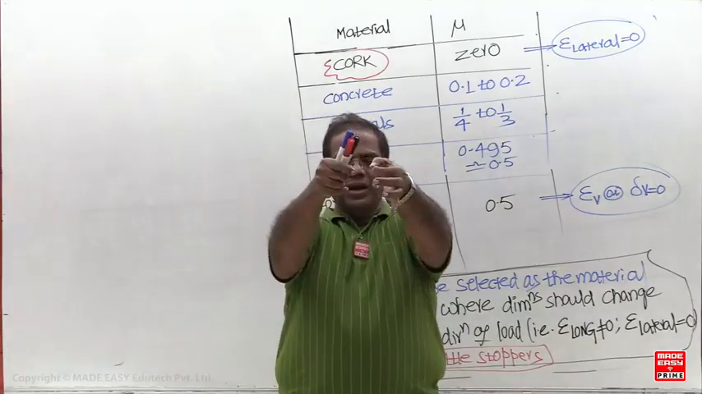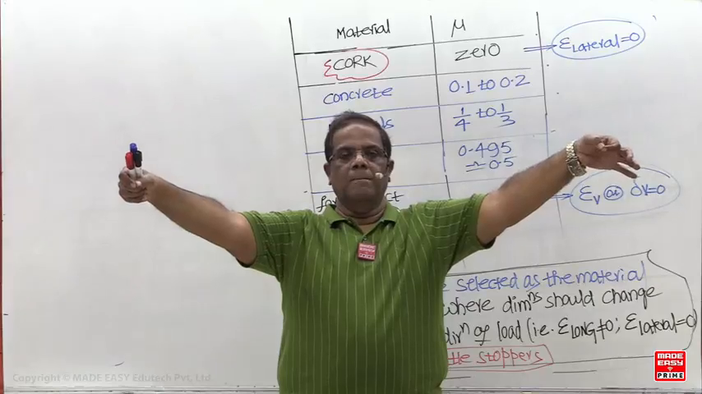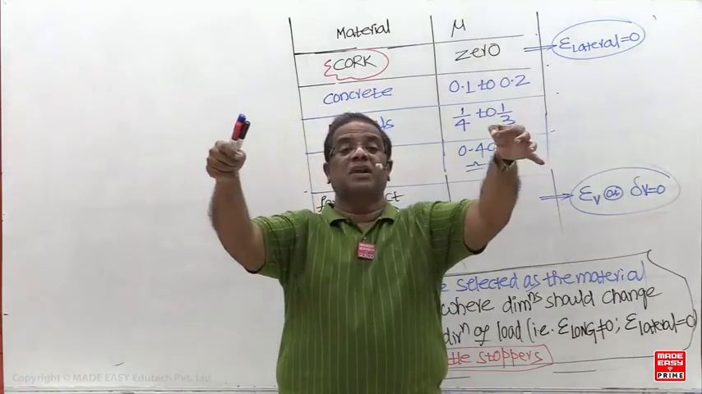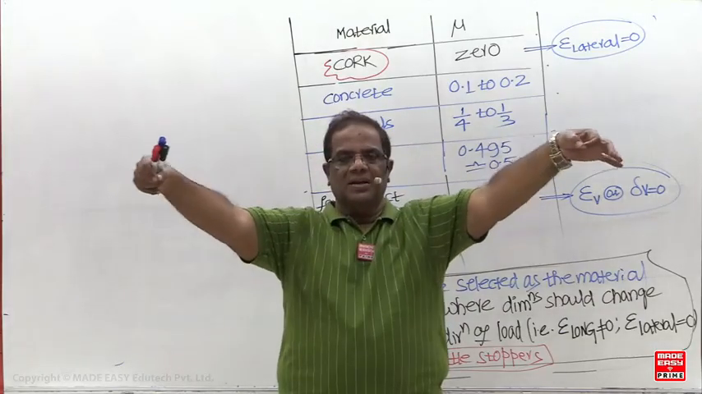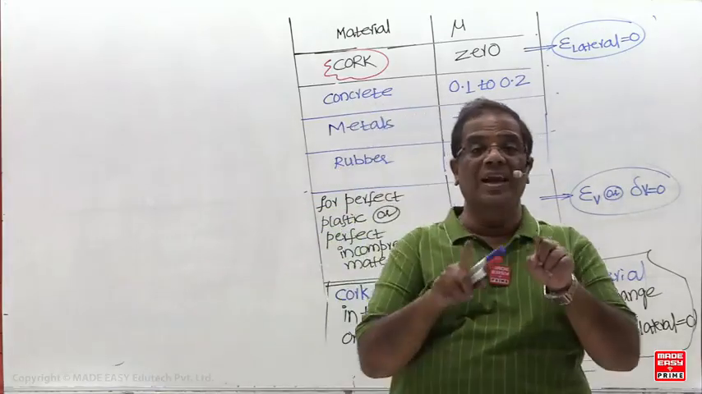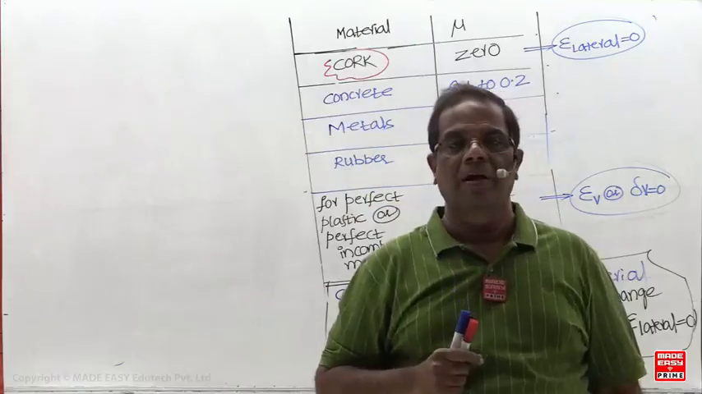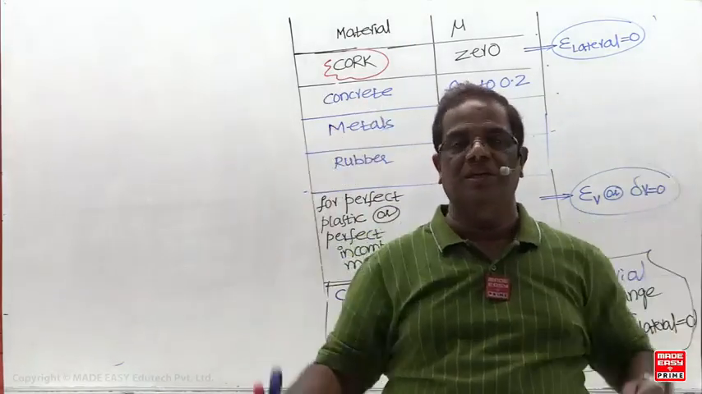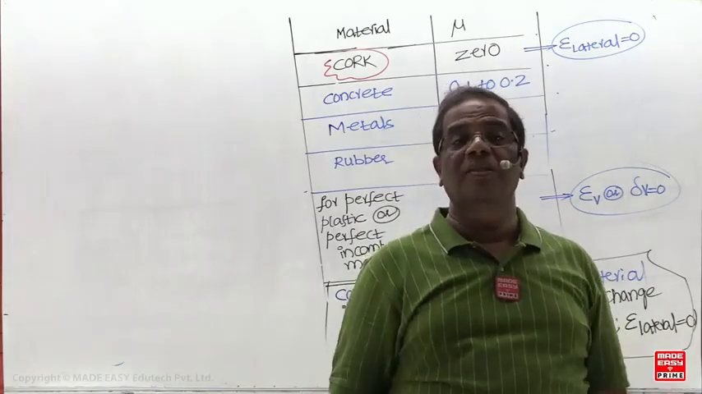Whenever I am pulling a member like this, load is applied in one direction. So the dimension should change only in the direction of the load. The other two directions' dimensions should remain the same. For example, a bar is going to be pulled: only the length should change, width and depth should remain the same. Then only one option is there, a cork.